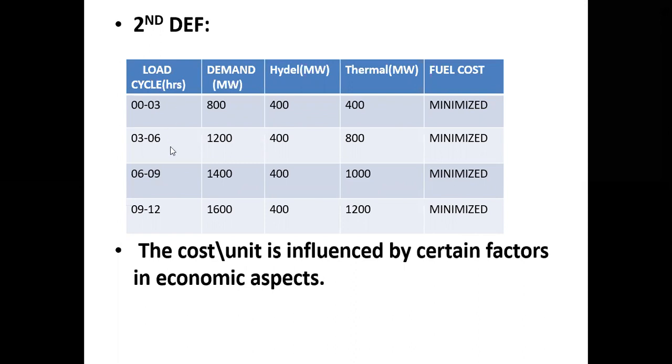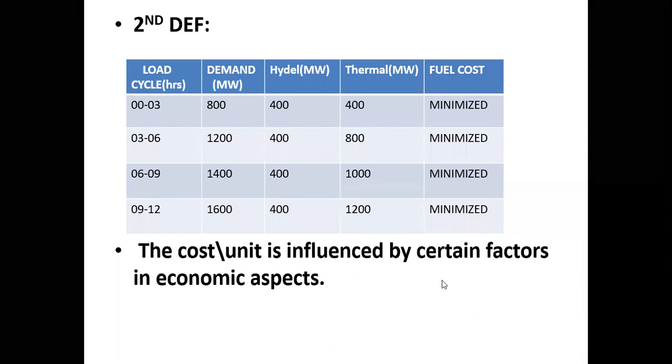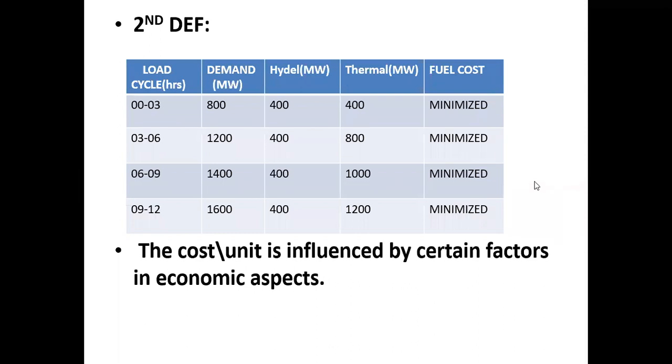But here I'm taking only 4 different intervals of time, whereas practically they take it for every 15 minutes. Every 15 minutes means hourly 4 times, for 24 hours, so totally 96 times they take the load demand. So here the fuel cost is minimized once you operate like this. But this fuel cost does not depend on just one thing, it depends upon certain factors. Let's see those factors.